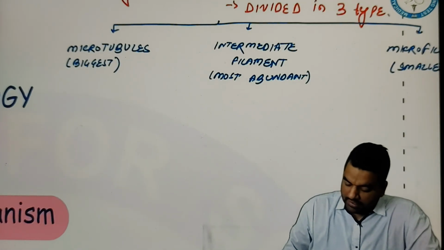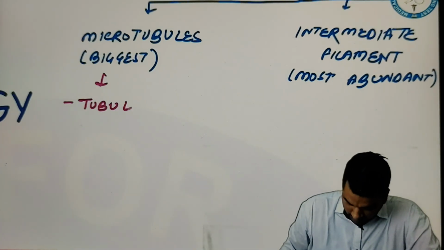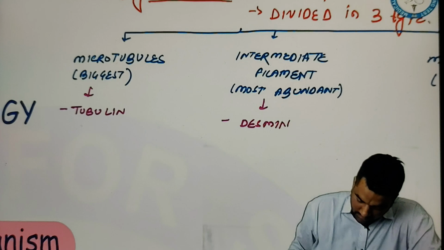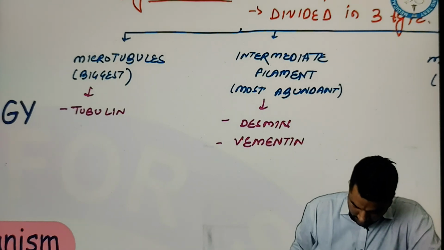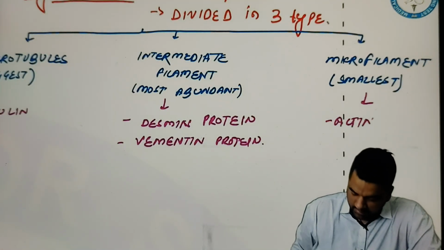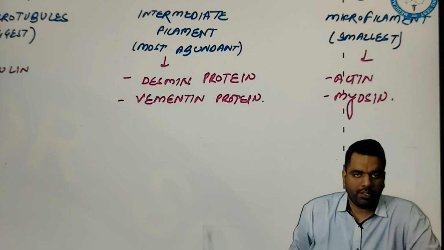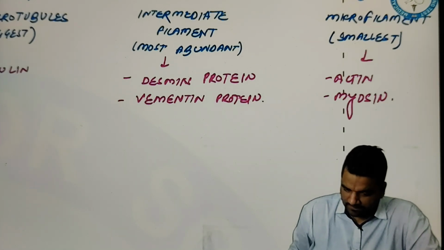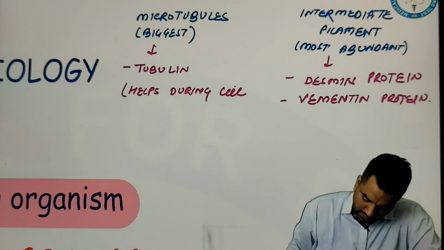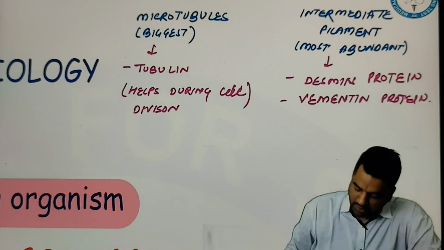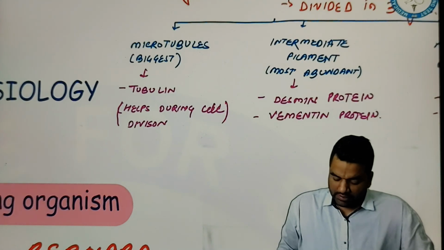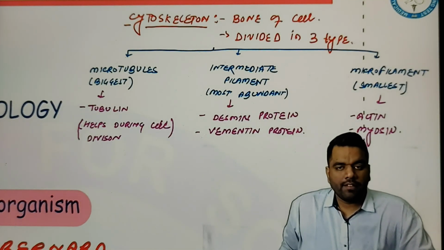So microtubules are made up of protein, and the name of this protein is tubulin. Intermediate filament is made up of desmin protein or vimentin protein. Microfilament is made up of actin and myosin protein. Tubulin helps during cell division. So these are the three cytoskeletons. I hope you noted. Now let's write it down.